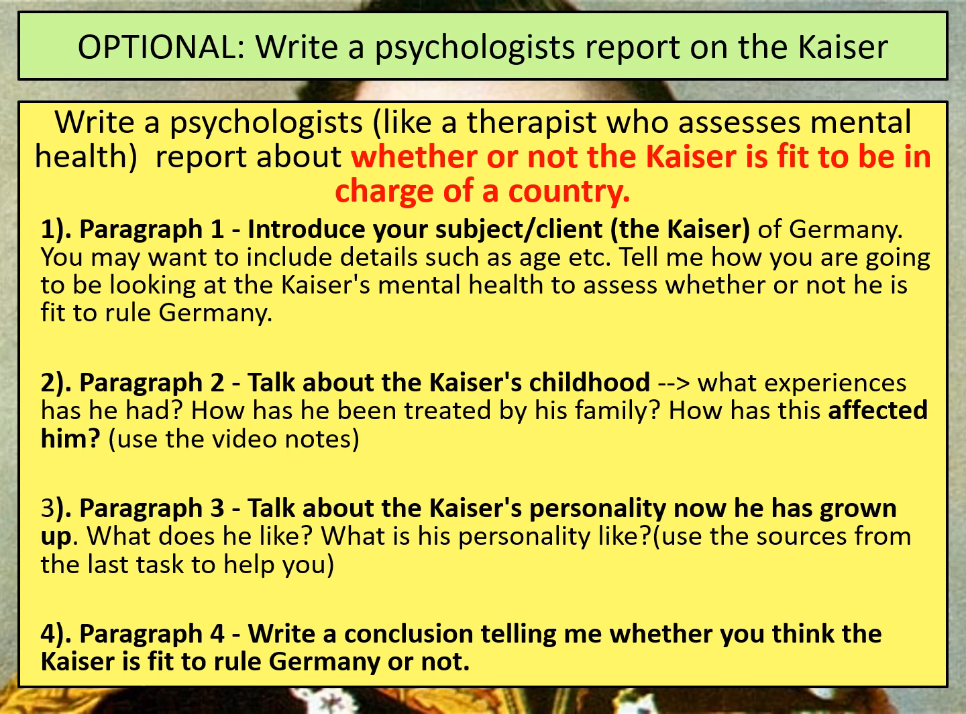And finally, paragraph 4, you need to write a conclusion telling me whether you think he's fit to rule Germany or not. Now, it might be a good idea in that conclusion to also think about the qualities of what makes a good leader, and you could then compare the Kaiser to that. So, for instance, you might talk about things like the ability to listen to other people's advice, and then you could talk about whether or not the Kaiser does that.